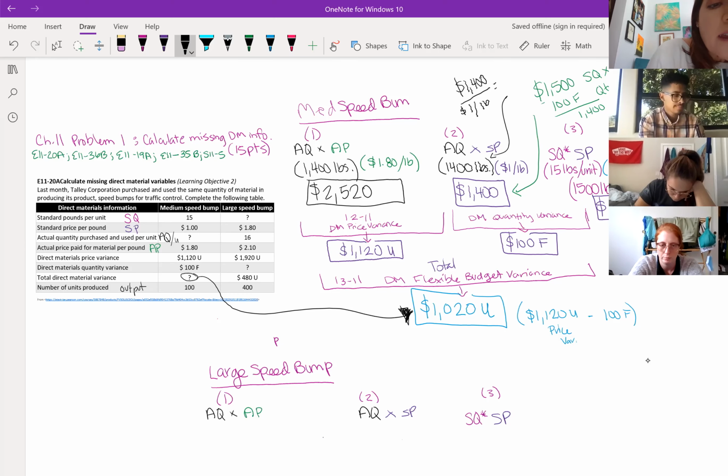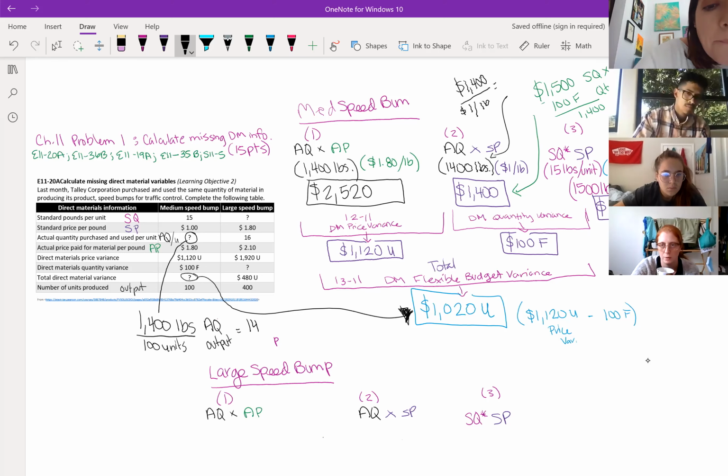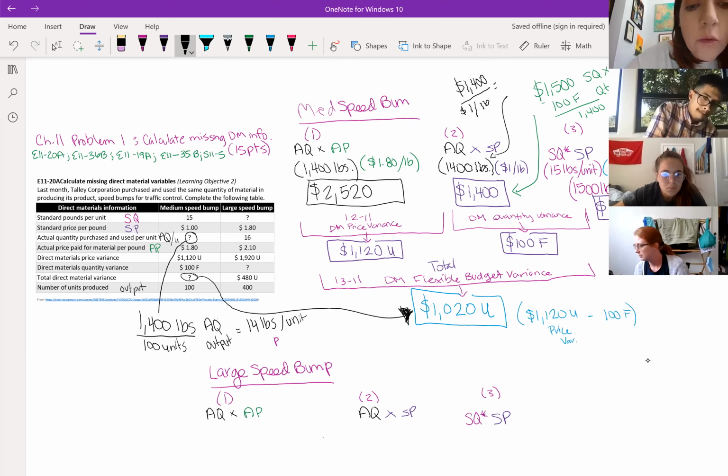And to calculate your actual quantity purchased and used per unit, we have to do one thing. 1,400 pounds was your actual quantity divided by 100 units produced, which is your output. So 14 pounds per unit was your actual quantity per unit.